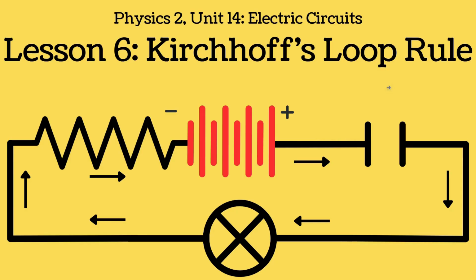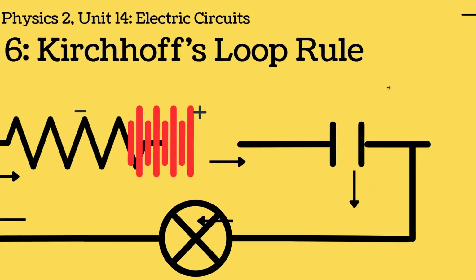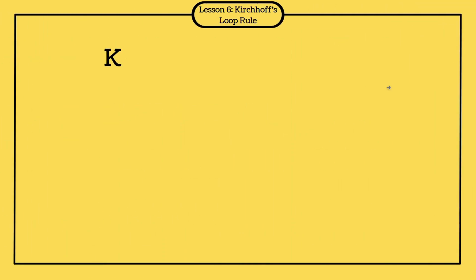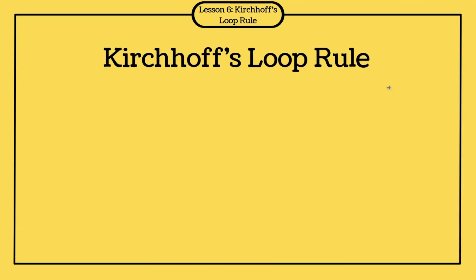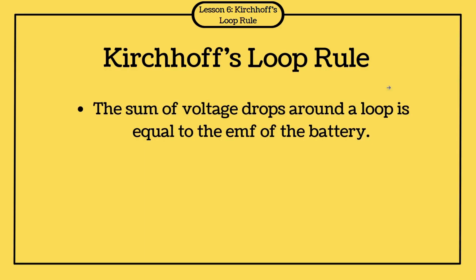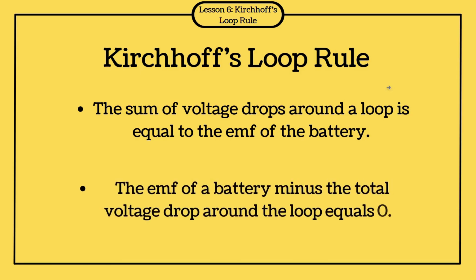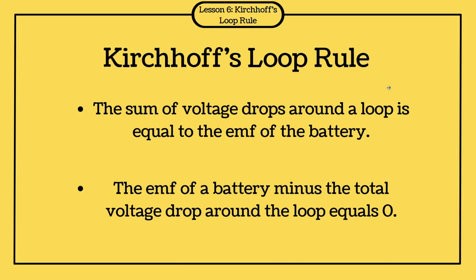Today, in Lesson 6, we're going to cover Kirchhoff's loop rule. So let's get right into this. Kirchhoff's loop rule essentially states that the sum of the voltage drops around a loop is equal to the EMF, or electromotive force, of the battery. In other words, the EMF of a battery minus the total voltage drop around the loop equals 0.